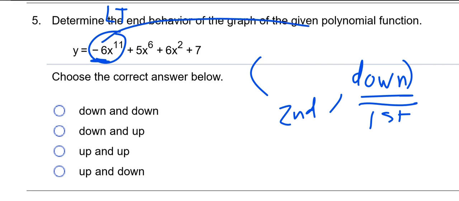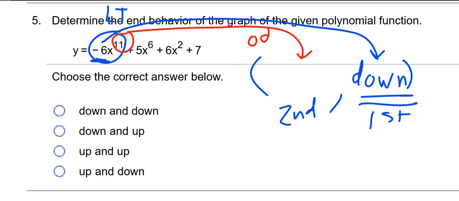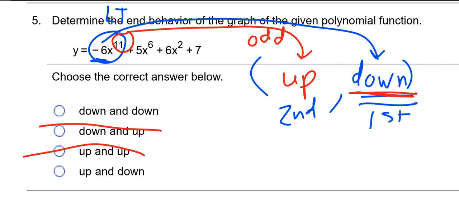So the -6 tells me the right end behavior is down. What is the odd degree telling me about the left? It is opposite of the right, which means it's up. So we knew as soon as we got the down over here, I saw some of you crossing those two off. That's good, because that means I understand that you saw that the right end behavior was wrong. And you got rid of those two choices.